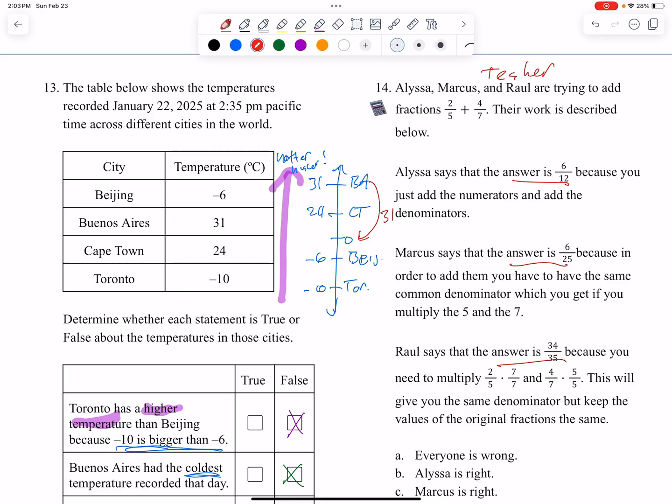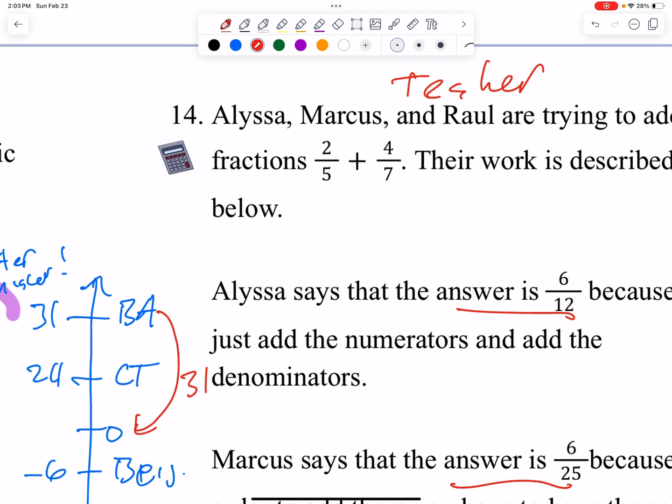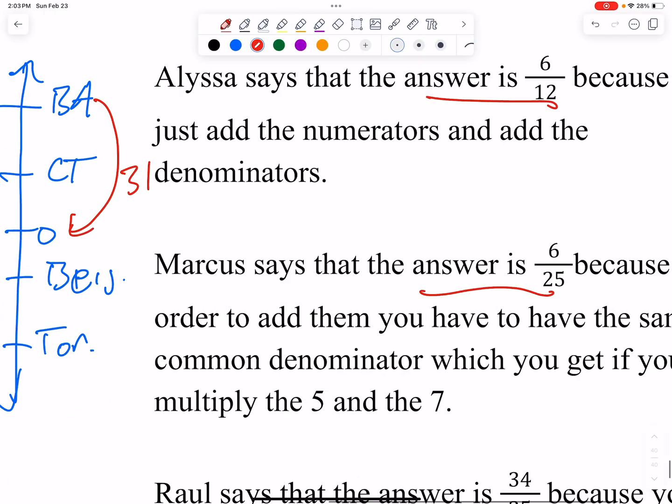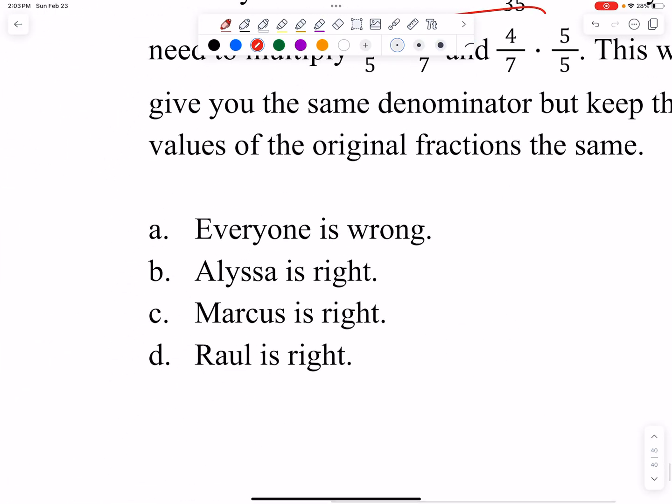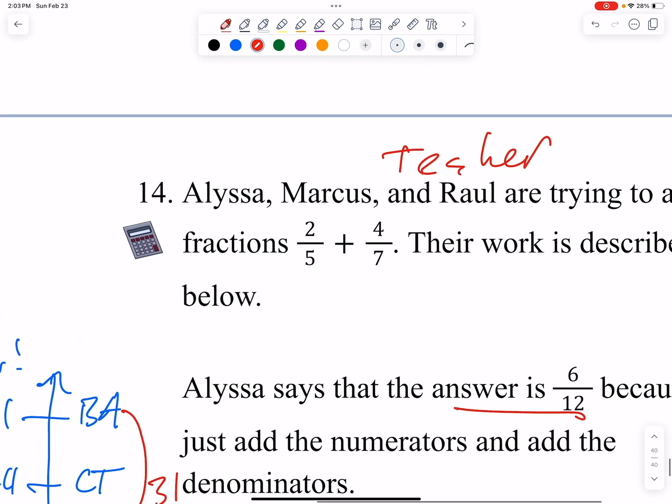Alyssa, Marcus, and Raul were trying to add fractions. Their work is described below. I don't care what they did. Okay? I'm going to add them myself because I want to see who was right, first of all. And if I'm looking at my answers, everyone could be wrong, or one of those kids is right. Okay, so let's see. What do I do with adding fractions? I'm going to take my 2/5. I'm going to add the 4/7.